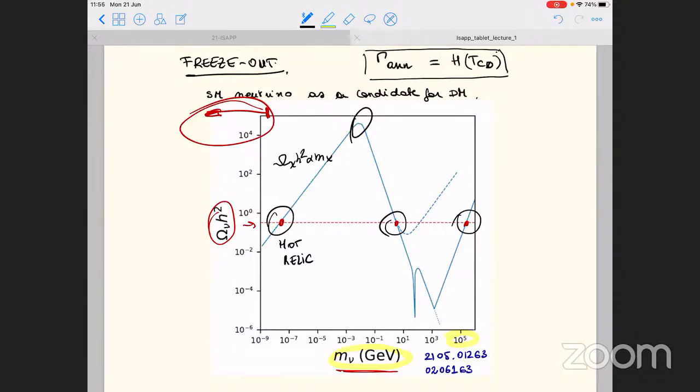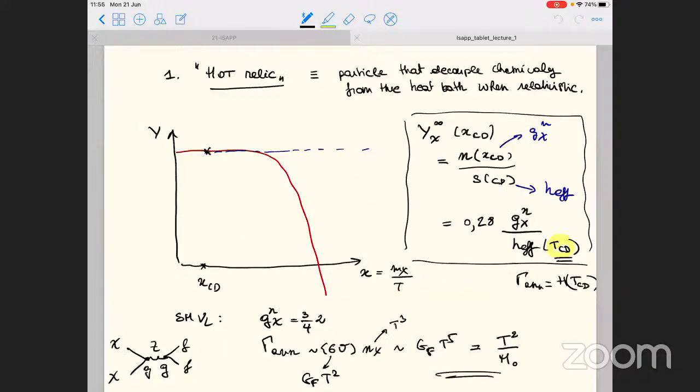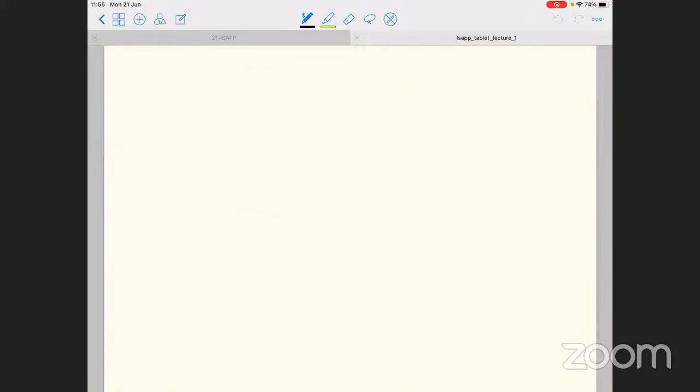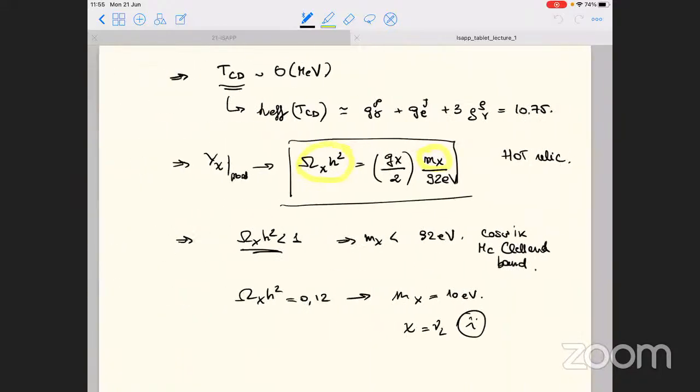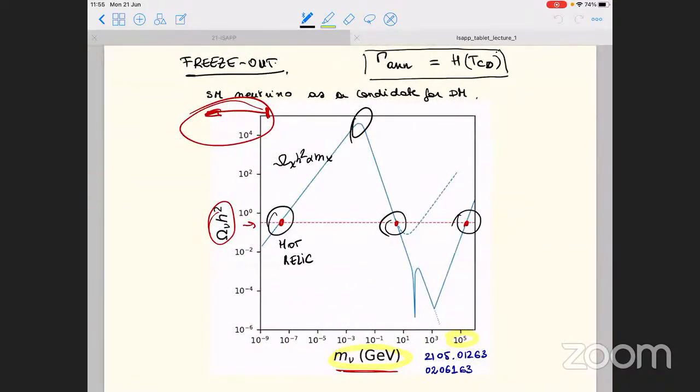So now it's the moment where I would like to go to cold relic dark matter, but I won't have the time to go through the details of the computation, in particular of the Boltzmann equation. I will introduce the story for a few minutes, and we will go back to it this afternoon. So now our point is to introduce the case of cold relics.